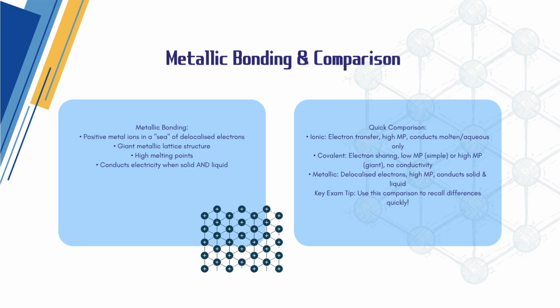Now, why do metals conduct electricity? Because electrons can flow. Why are metals malleable? Because layers of ions can slide over each other. And there's a quick comparison that I've shown here.